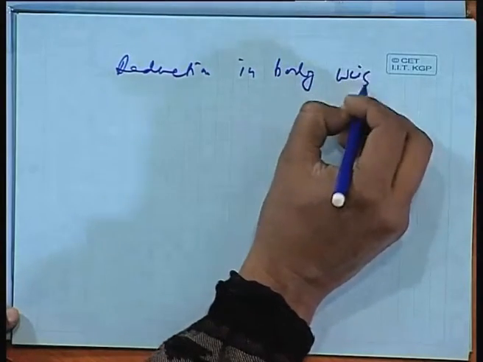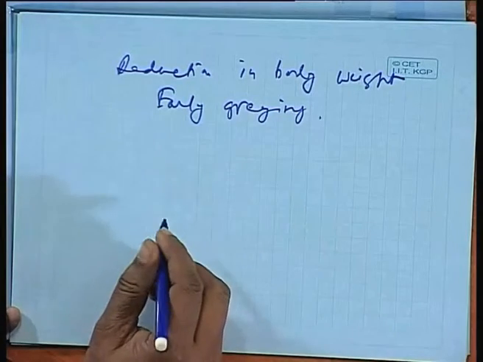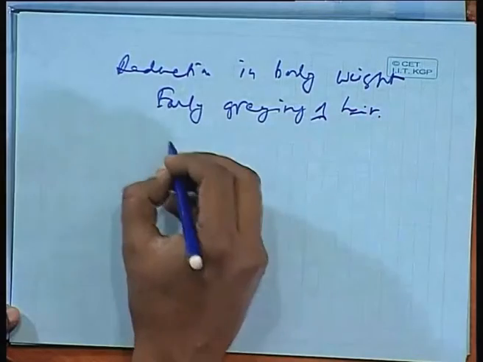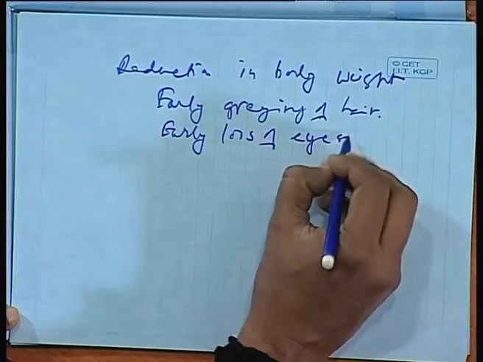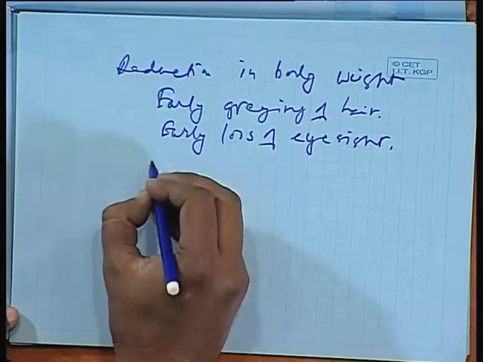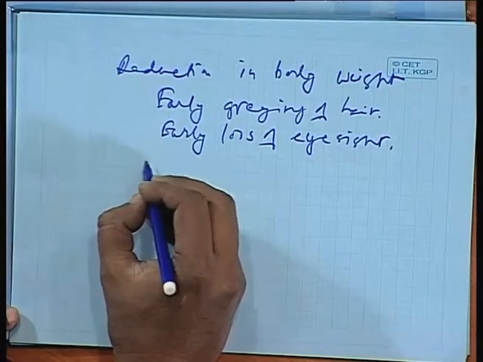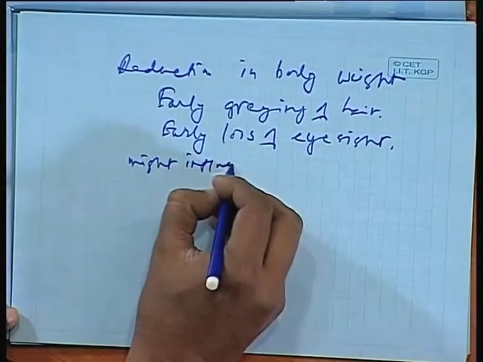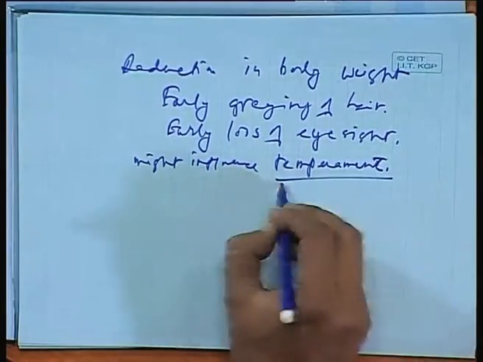body weight, early graying of hair, early loss of eyesight, and it might also influence temperament, so that a person becomes suddenly angry or suddenly very hostile, which might be related to a concentration of DDT or similar pesticides in the body.